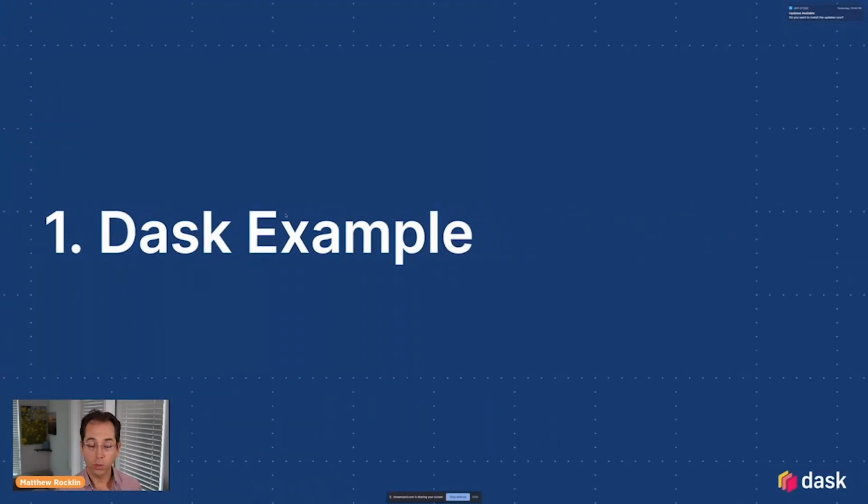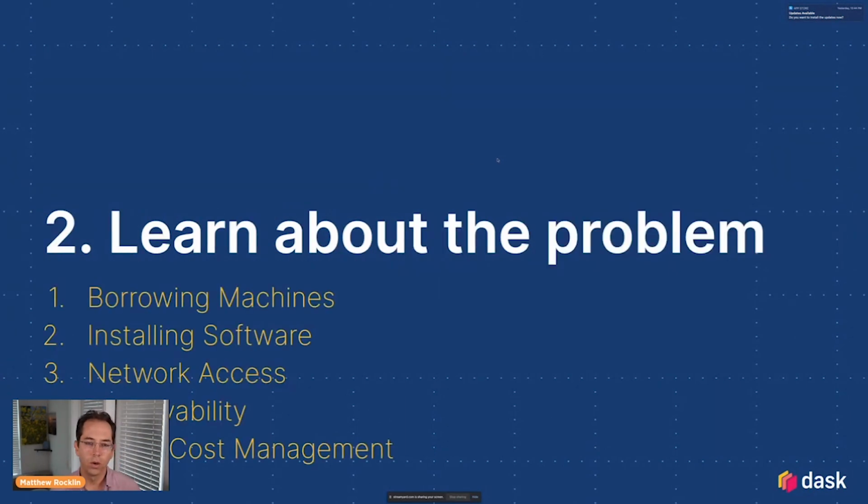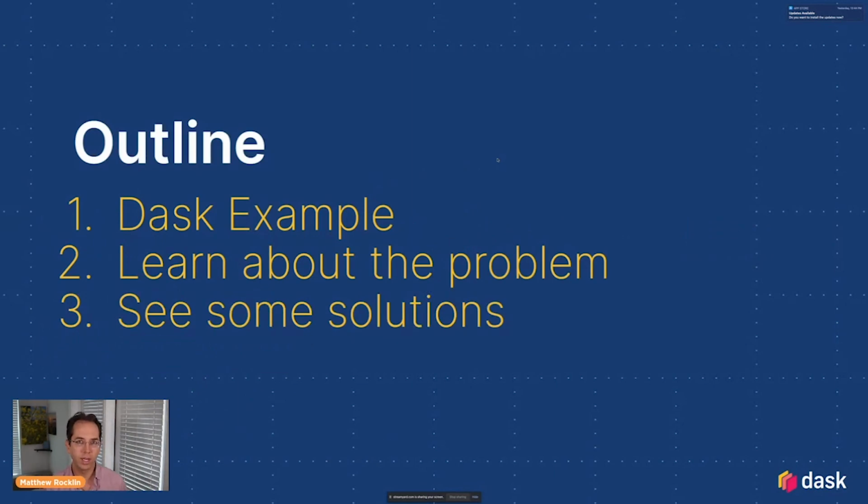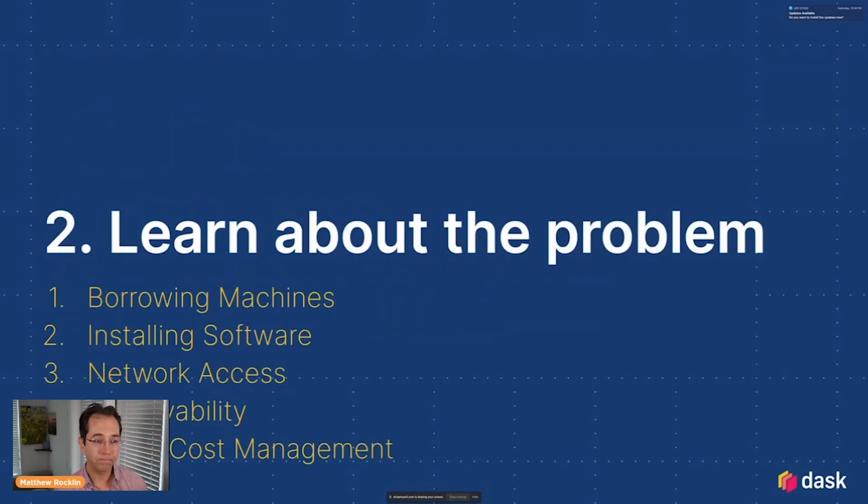So now I'm going to switch to... So again, the saga is in 3 parts. One, a Dask example we've just seen. We've seen Dask do machine learning at scale on the cloud. It was great. And now we're going to learn about all the problems of setting that up. And that'll be the bulk of the talk. And then we'll see some solutions, some things that solve some of these problems.